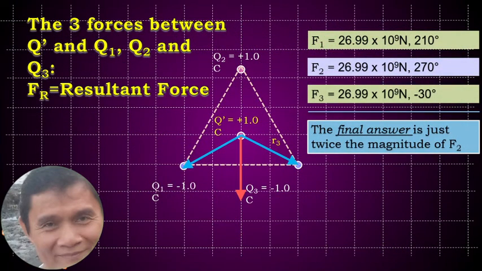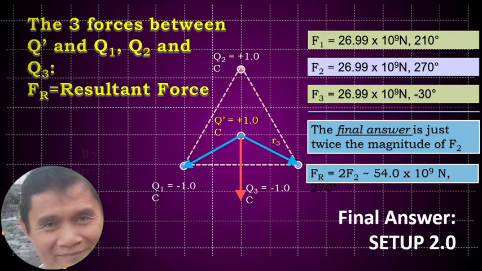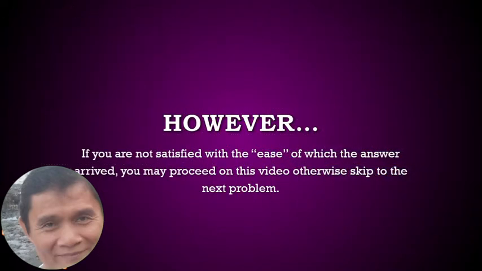So the final answer is just twice the magnitude of the force coming from Q2, which we call F2. Approximately 54 times 10 to the 9 newtons. However, if you're not satisfied with the way it was answered, there's another way for me to show you. If you're not interested in that one, you may skip that one.